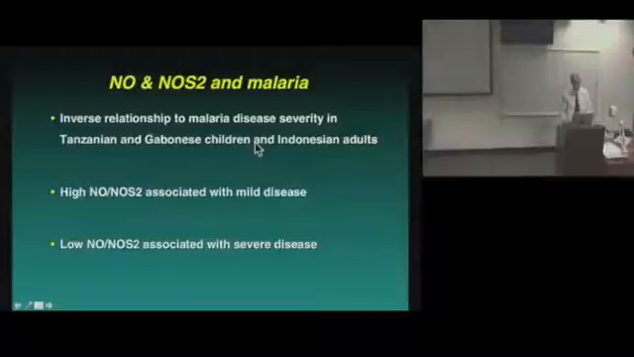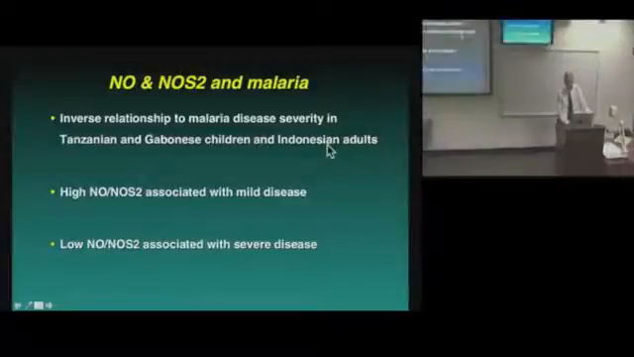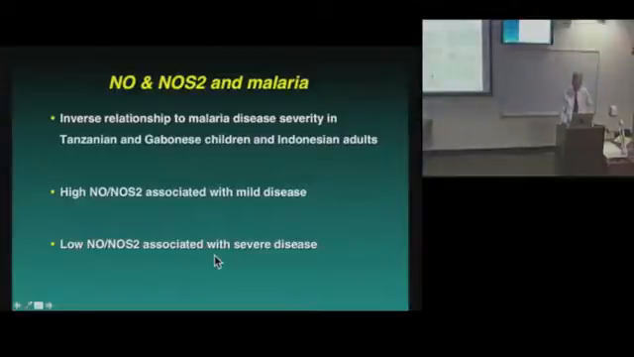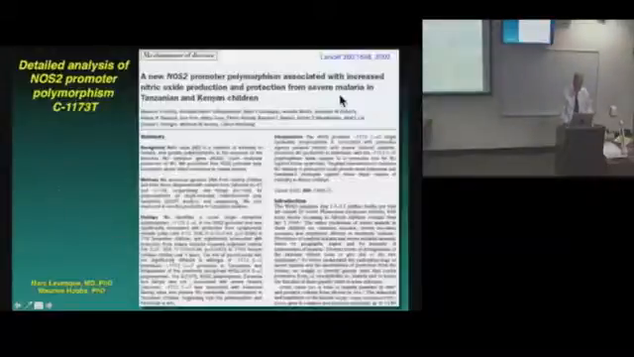So just in summary again, there's an inverse relationship to malaria disease severity in Tanzania, and we also did this in Gabon with some researchers there, and in Indonesia and Papua. We did it both in children and adults, and showed the same thing. High NOS associated with no disease or mild disease, and low NOS associated with severe disease. I mentioned the promoter. I'm not going to take time to go through all of this.